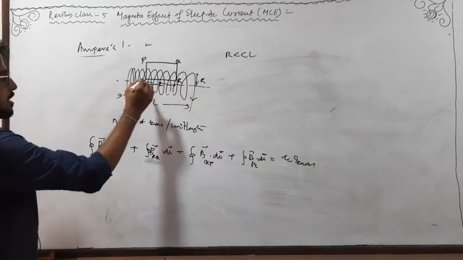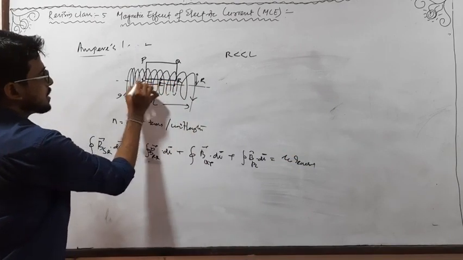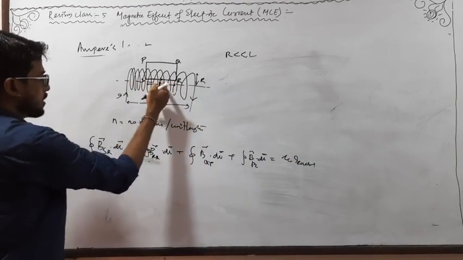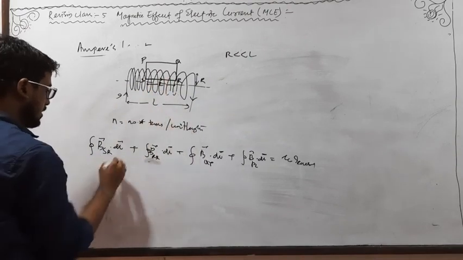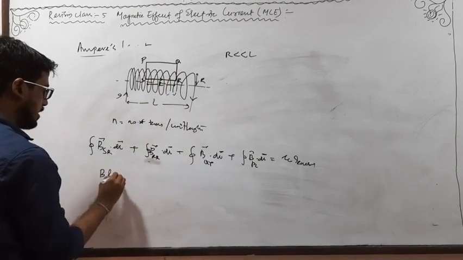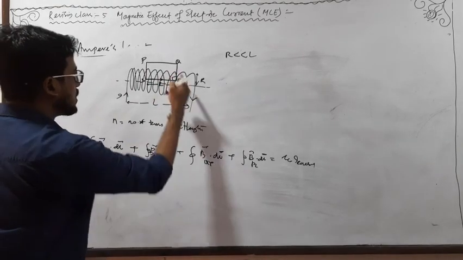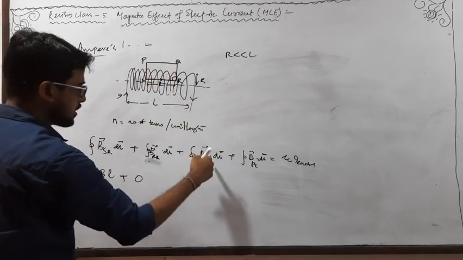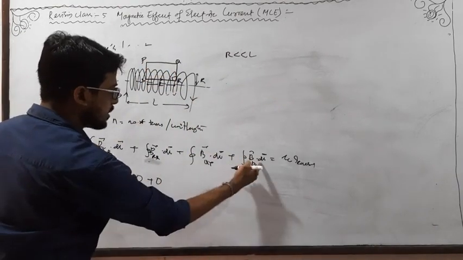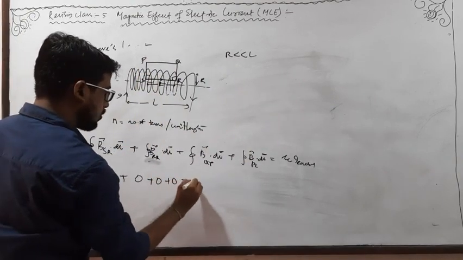Clear? So from this, if this is the Amperian loop, the direction of dl is along this and the magnetic field strength is also along this, so it will be B. What is dl? dl will be the length L, plus here this will be 90 degrees, so it will become 0, and outside the solenoid the magnetic field strength is 0, so this term will also become 0, and this will become how much? Again 0 because this is 90 degrees, equal to mu naught.